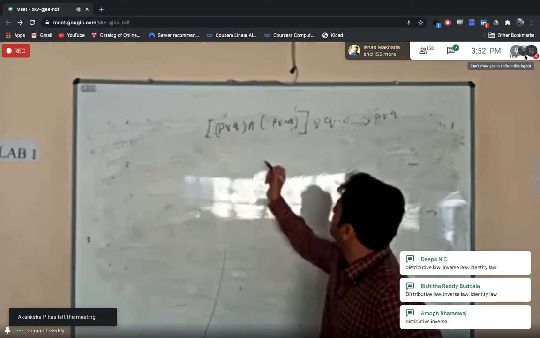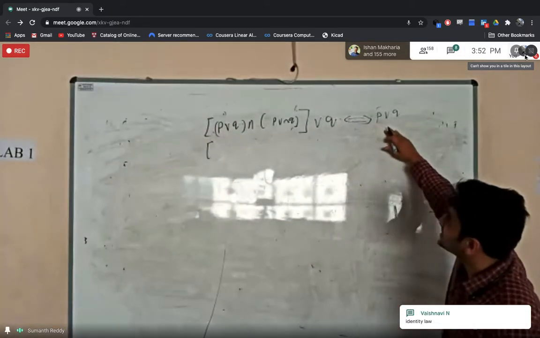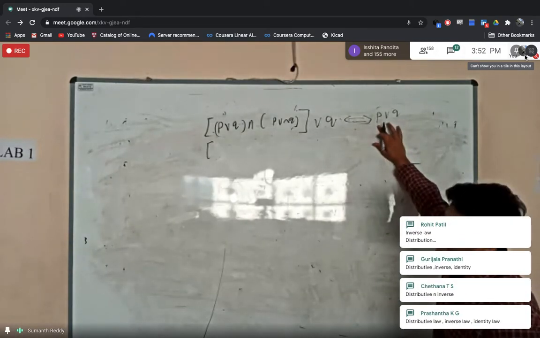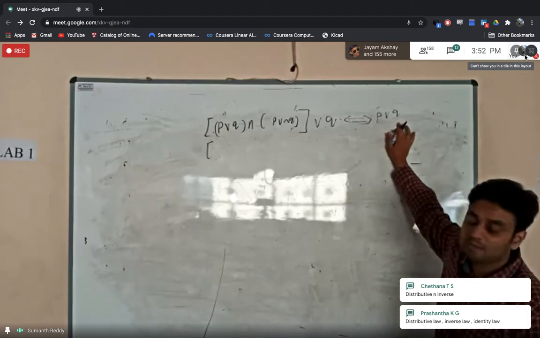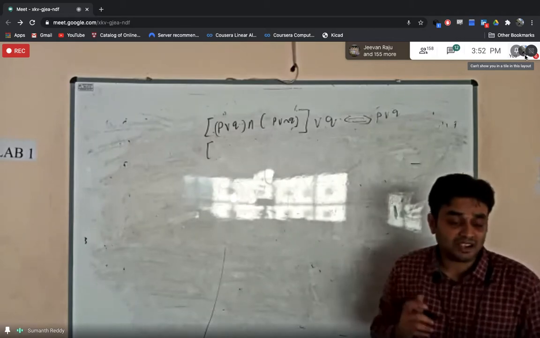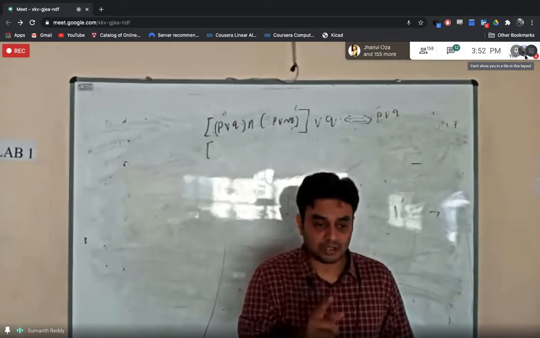Fine. For this problem, if you observe, the RHS that is required is P or Q, and there is no negation in this. Somehow I should be able to remove this negation of Q. If you think in this way, and actually I should have already told you one important thing with regard to the distributive law.